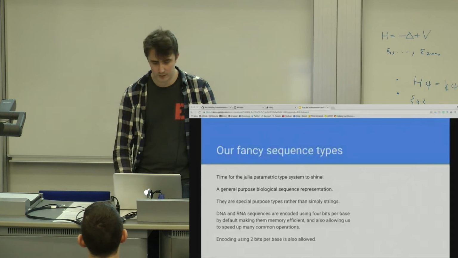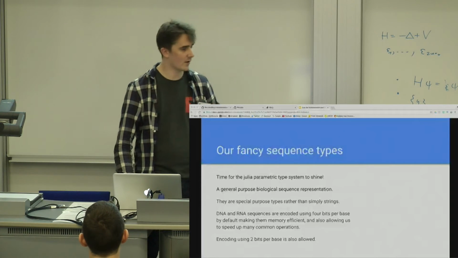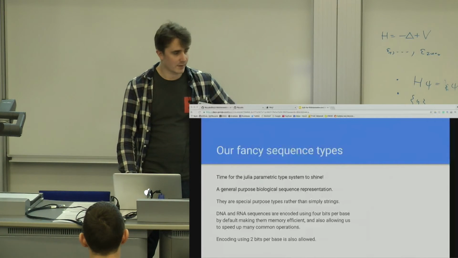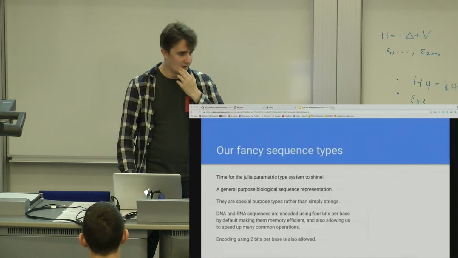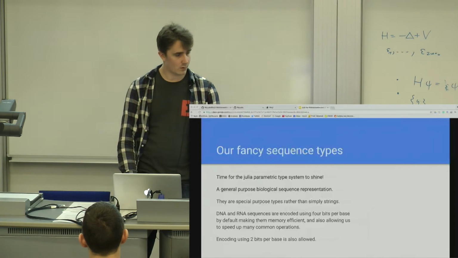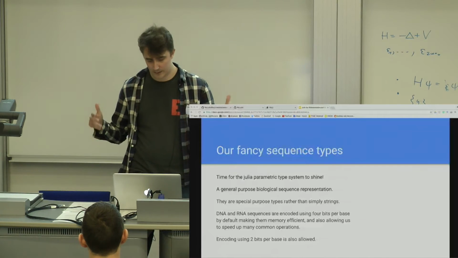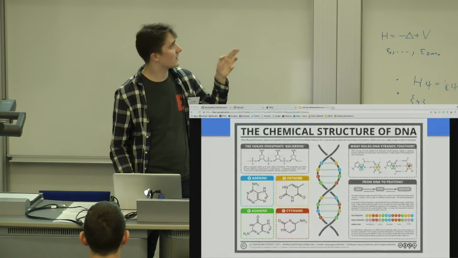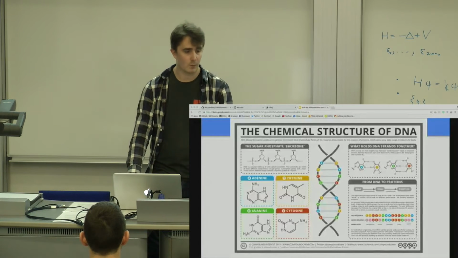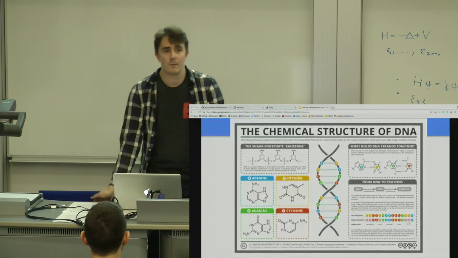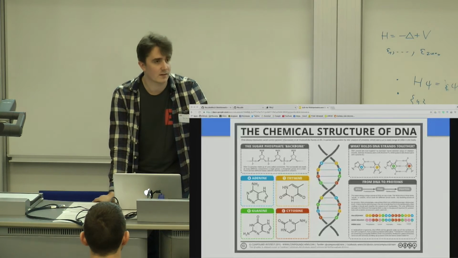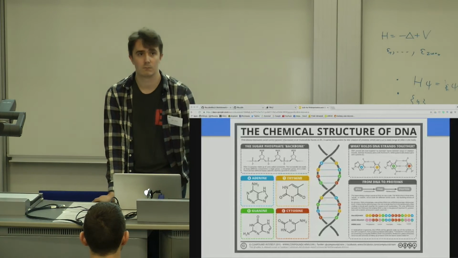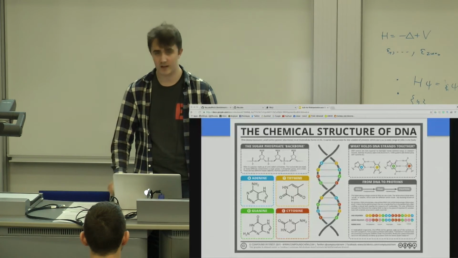Time for the Julia parametric type system to shine. They're special purpose types rather than simply strings. The alphabet of DNA, A, T, C, and G, is only 4 characters. So a naive script might process a DNA sequence by just treating it as a string or an array of characters. That's wasteful. It's wasteful in memory and it's wasteful in computation time.